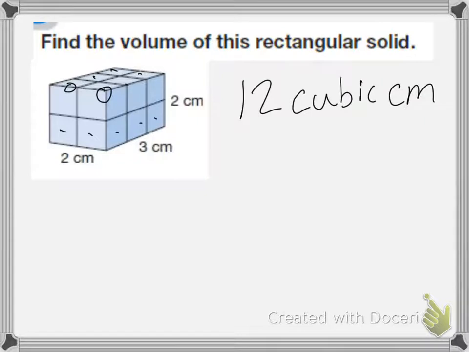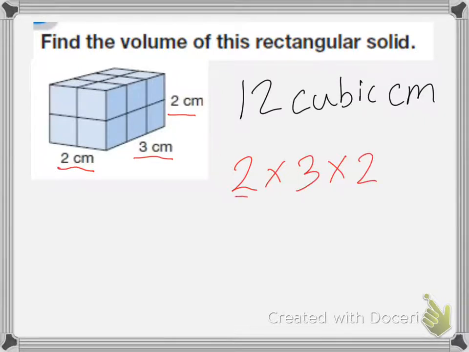Now I can double check that by doing the length times width times height. So my length is 2, my width is 3, and my height is 2. So 2 times 3 times 2. 2 times 3 is 6, times 2 is 12. So my answer is going to be 12 cubic centimeters.